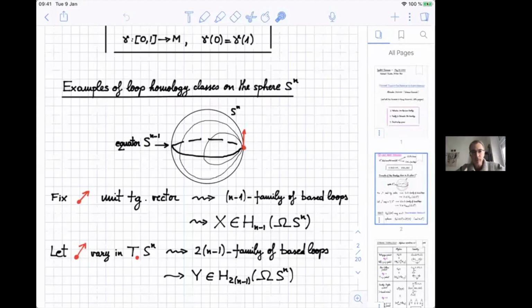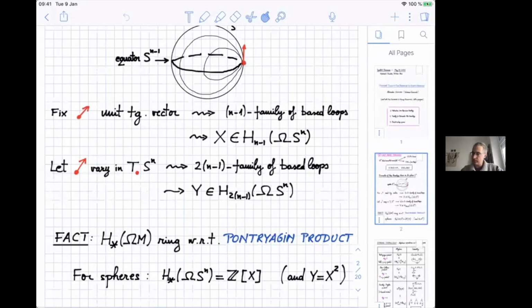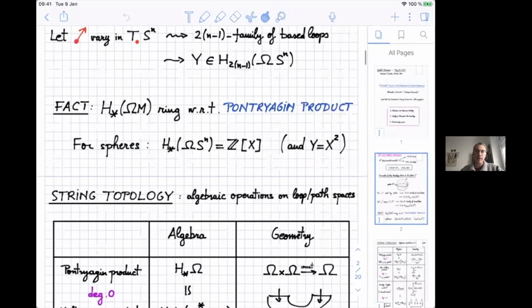So immediately, even on such a simple space as the sphere, you see that the based loop space has rich topology. It so happens that the homology of the based loop space is a ring with respect to the Pontryagin product. The Pontryagin product is the product induced by concatenating loops. For spheres, the class X that I defined previously is actually a generator, and the class Y is the square of X. It's not immediately obvious, but this is the case. So in describing loop spaces and their topology, algebraic operations, like the Pontryagin product here, are very, very useful.